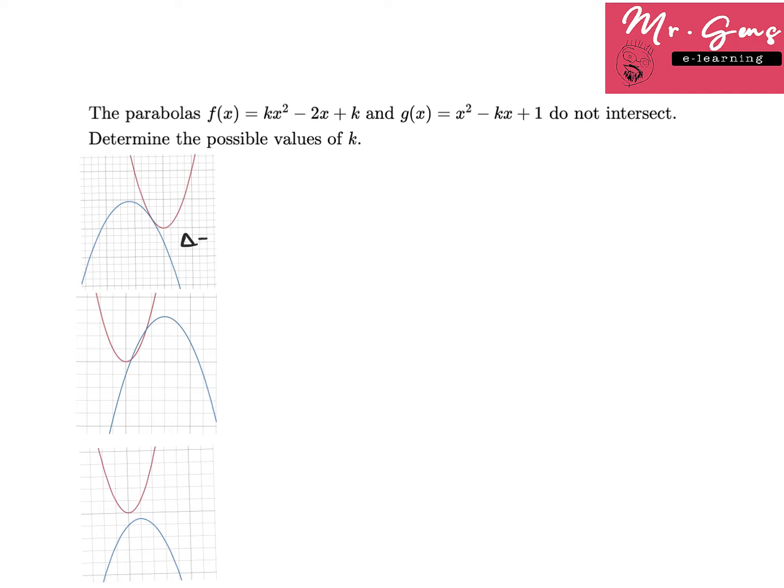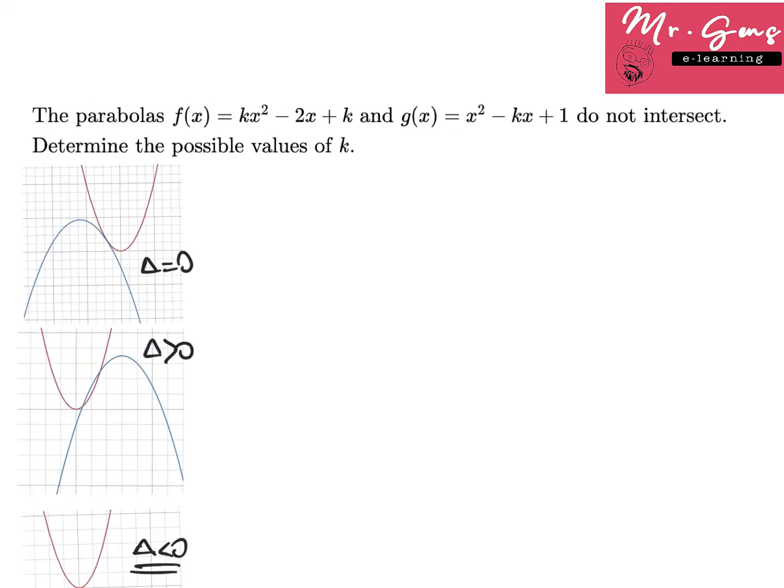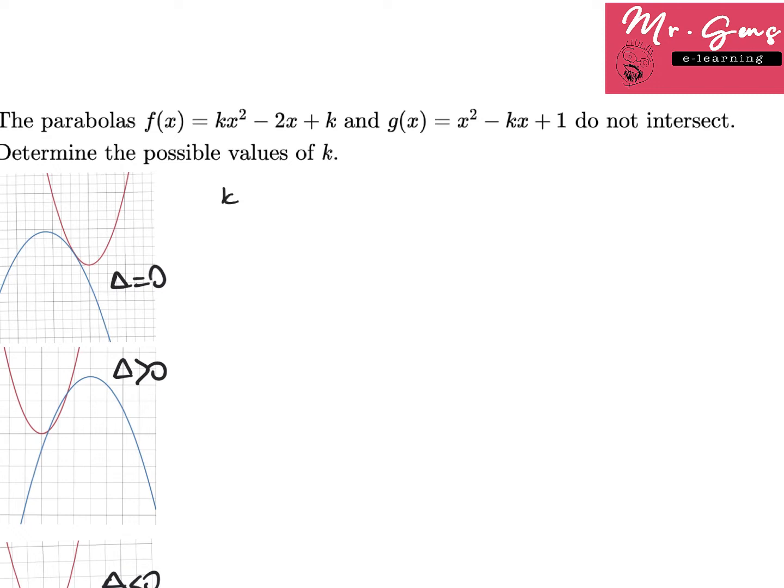If the difference of f of x and g of x has discriminant 0, they are tangent to each other. If their discriminant is positive, they intersect at 2 points, and if their discriminant is negative, they do not intersect. That's what we are looking for.